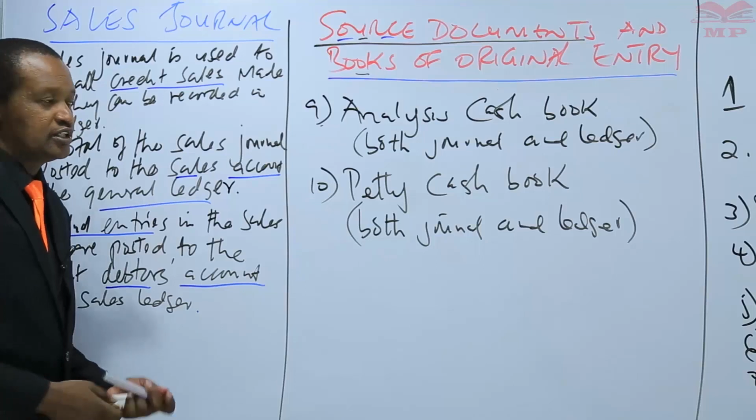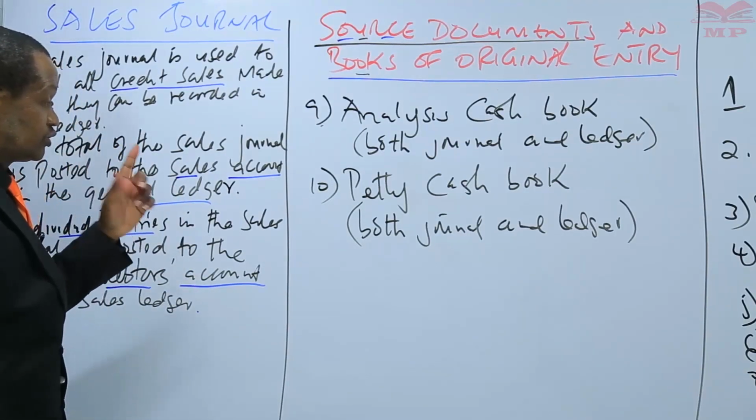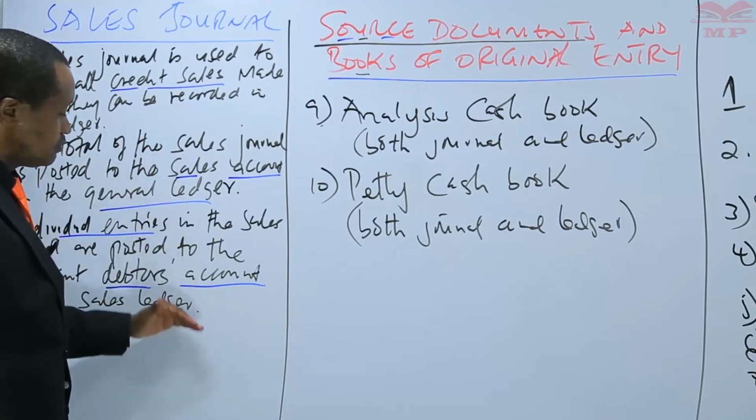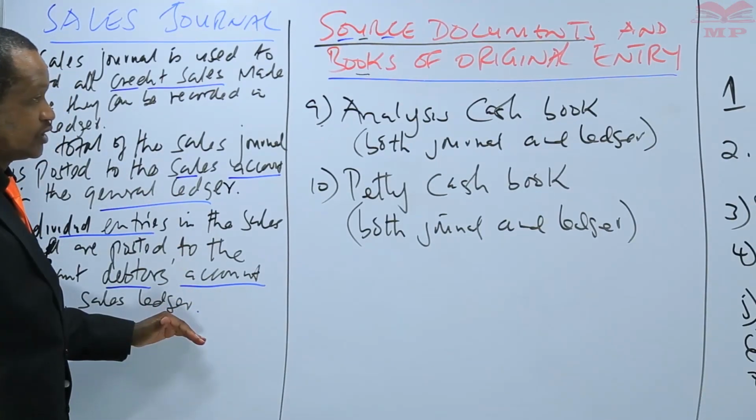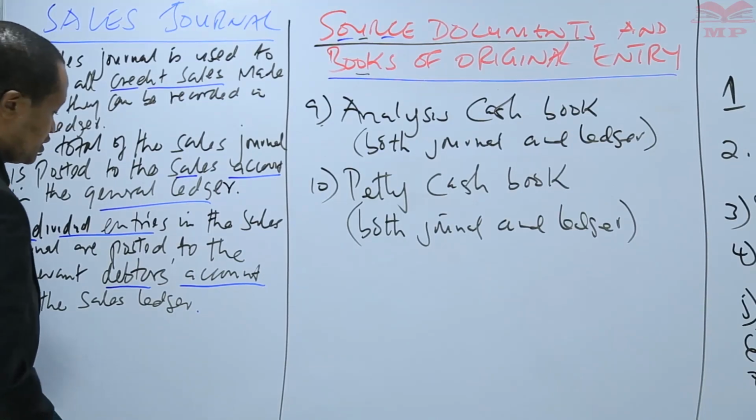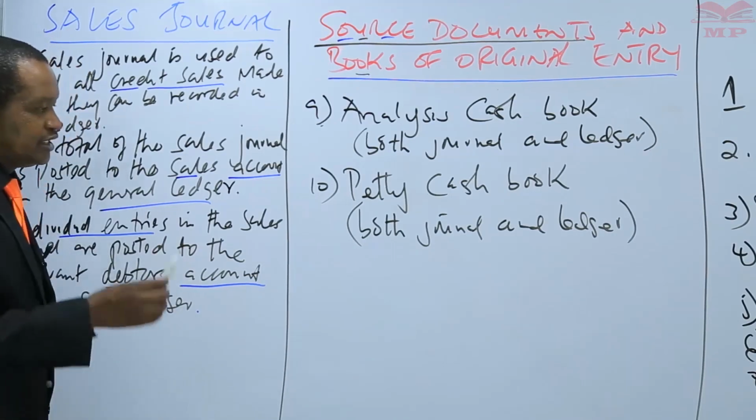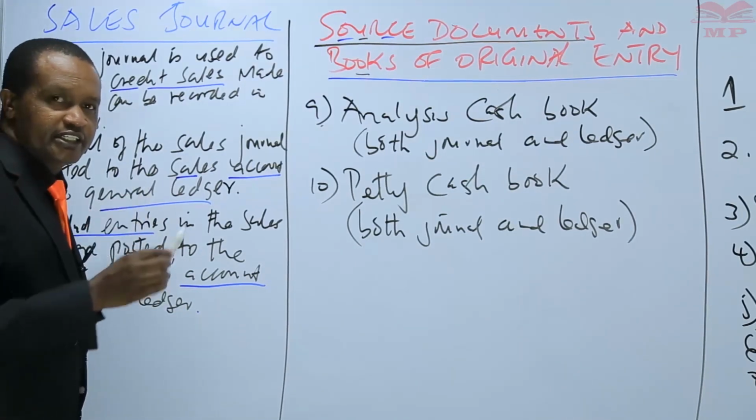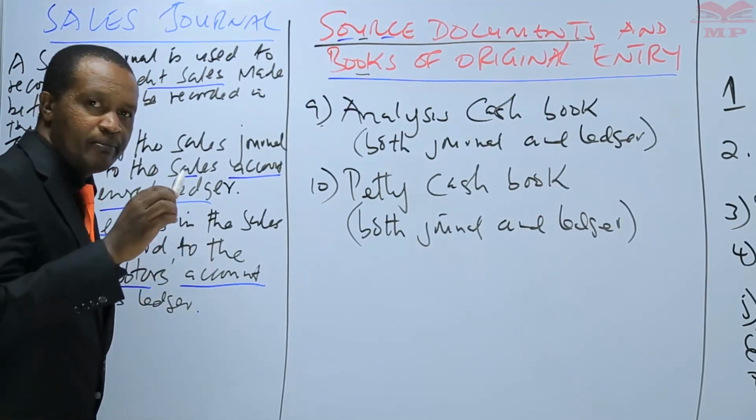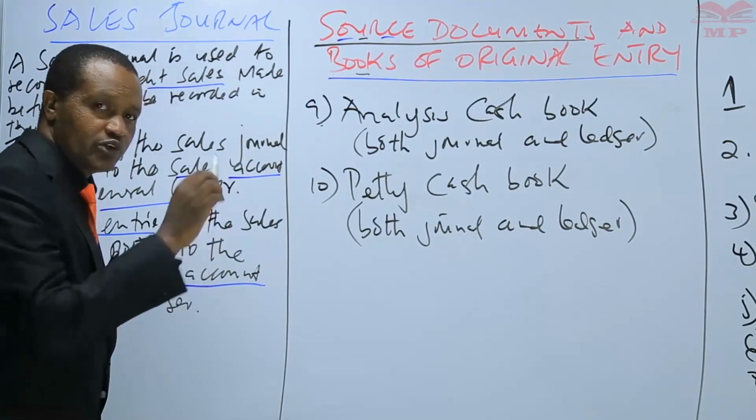In the sales ledger, we'll be illustrating shortly. We are going to do an illustration to help us understand what I'm talking about here. But before we do an illustration, I need to mention that the entries entered in the sales journal must be credit sales, not cash sales.